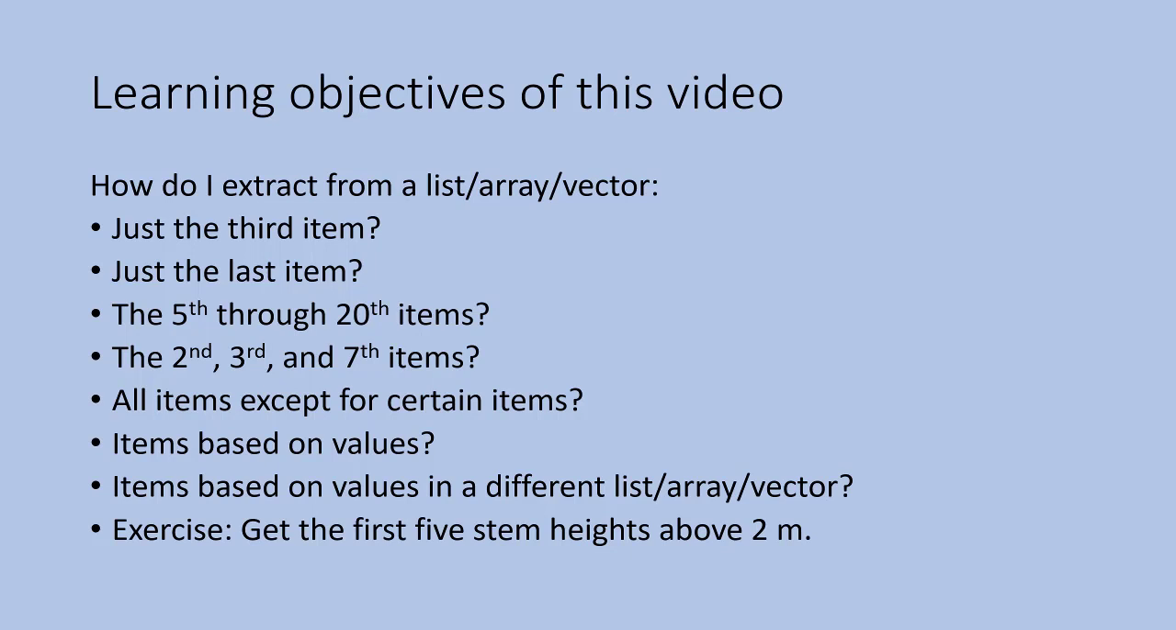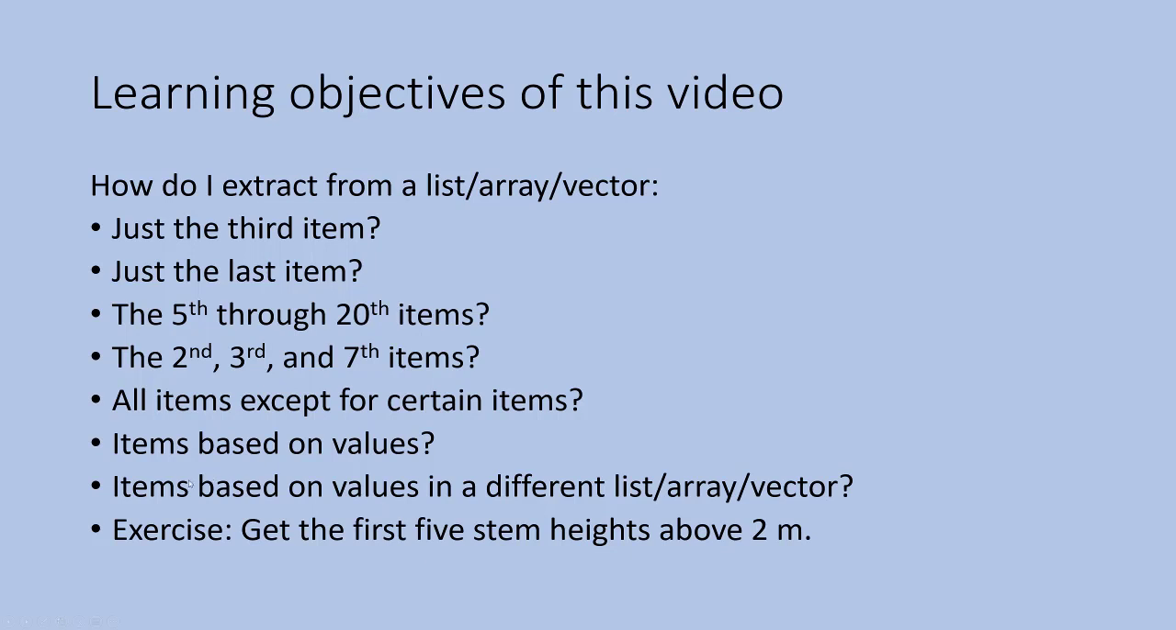Or a different subset where I just wanted to get items 2, 3, and 7. What if I wanted everything except for 2, 3, and 7? How would I extract that? And then some things that start to get really useful for data analysis. How can I subset one of these lists or vectors or arrays based on the values within it? Like if I only want ones that are above a certain value or below a certain value or something like that.